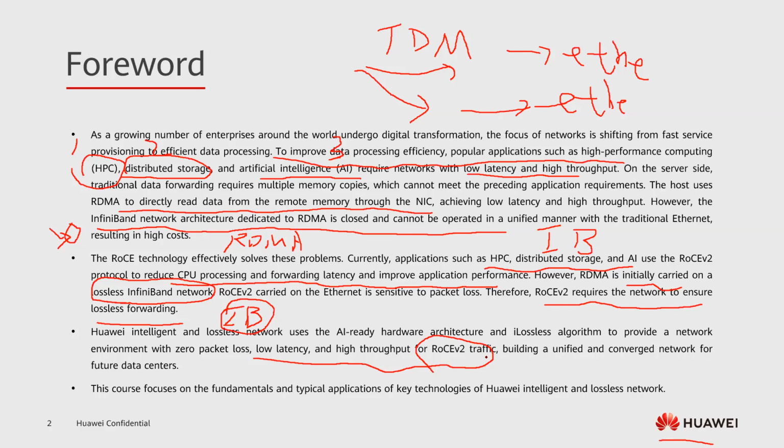Here I can introduce more about RoCE. RoCE has two versions. RoCE version 1, V1, just runs on a local area network, and RoCE V2 can run across different network segments. That means RoCE V2 supports IP routing.